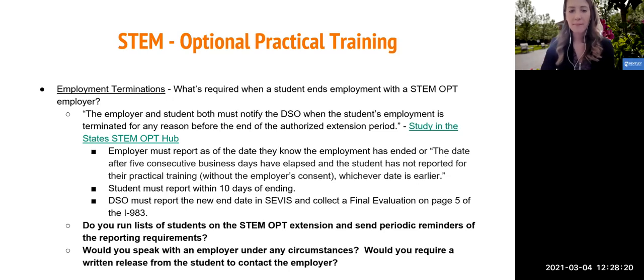Sure. So at Bentley, I mentioned it a little bit back in the OPT section, but we do have students sign an acknowledgement form that has the dates that they're due for reporting. So that is one way that we make sure that students are aware of their reporting deadlines. We also send out periodic email reminders.